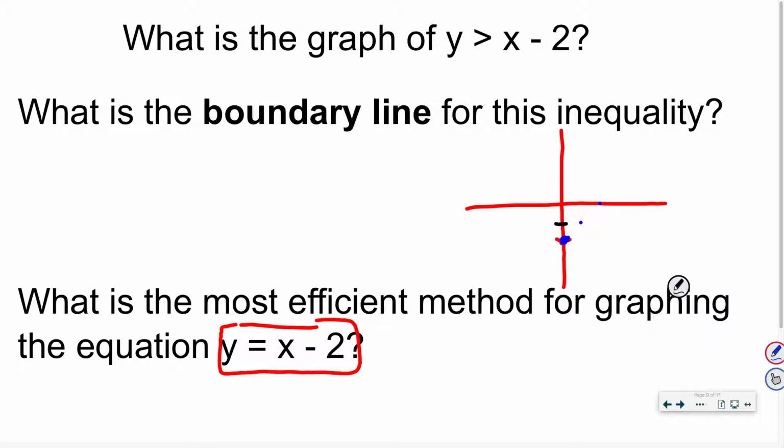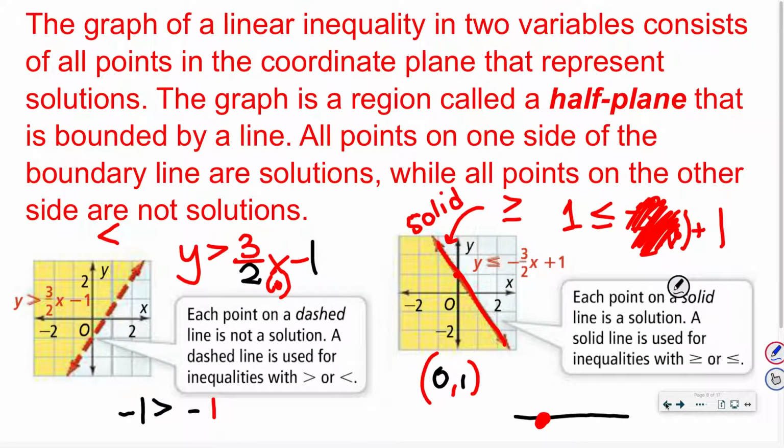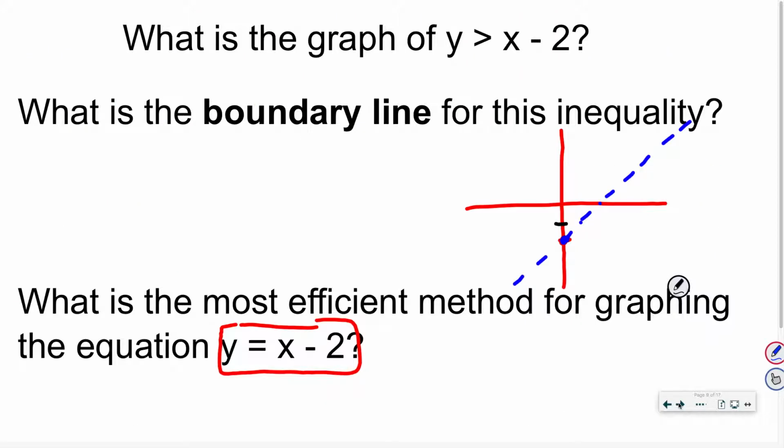Now before I create my line, the boundary line, should it be solid or dashed? Dashed. Why dashed? Because it's not equal. Because equal is not part of that inequality symbol. Good. So this would be a dashed line. Am I done? How does this look different than these? I don't actually have my solution yet.